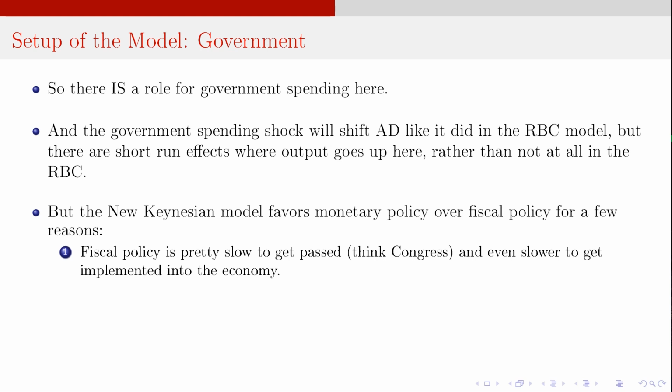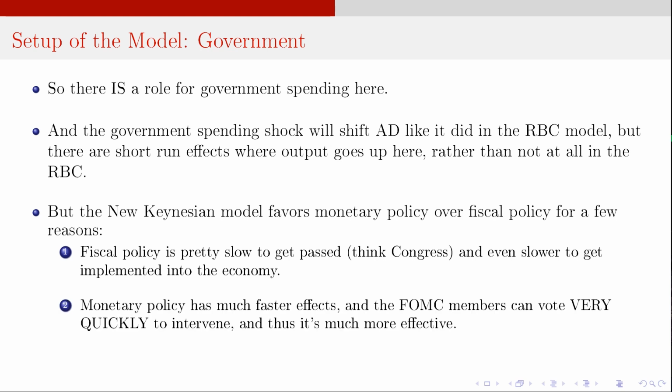So you're seeing a pretty slow and lagged effect here. That's not good. We don't like that. We really don't like that. On the other hand, monetary policy has much faster effects. The Federal Open Market Committee members, the guys that actually vote on monetary policy in the United States, can vote very quickly to intervene in the economy, and it's much more effective.